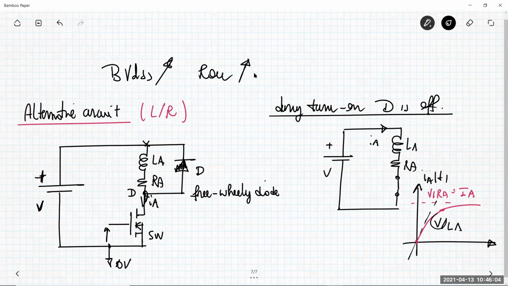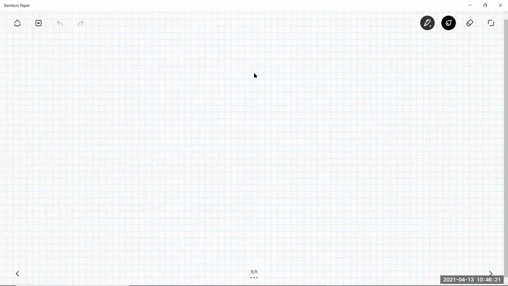So we have some specific constraints in increasing V. We cannot get a faster response because increasing V means increasing IA, and this is not possible over certain specified limits. So during turn on, nothing changes. The situation changes during turn-off.